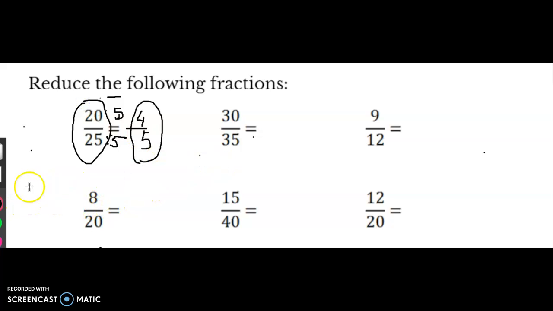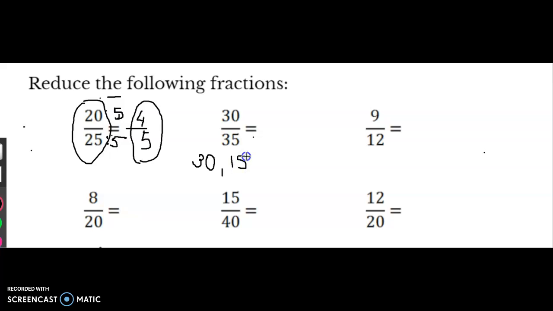So the next example is 30 divided by 35. So yep, we will find the greatest common factor for these two. Alright, 30 divided by 1 is 30. 30 divided by 2 is 15.